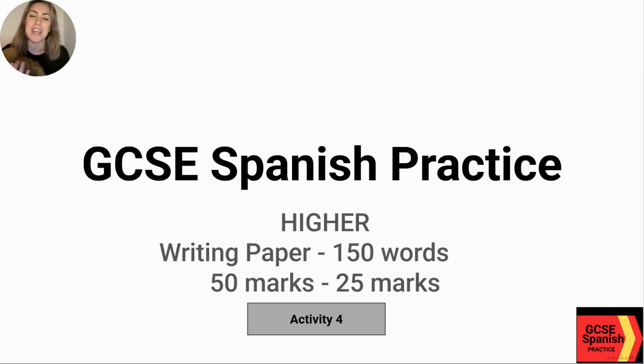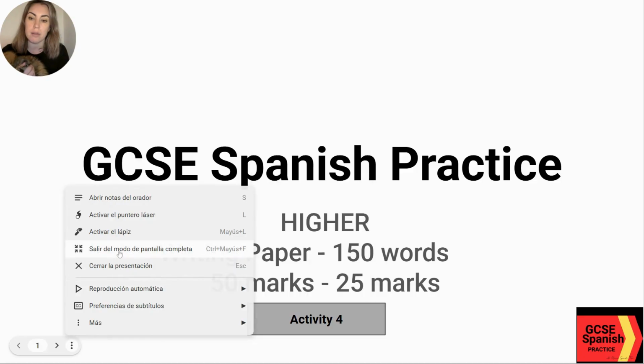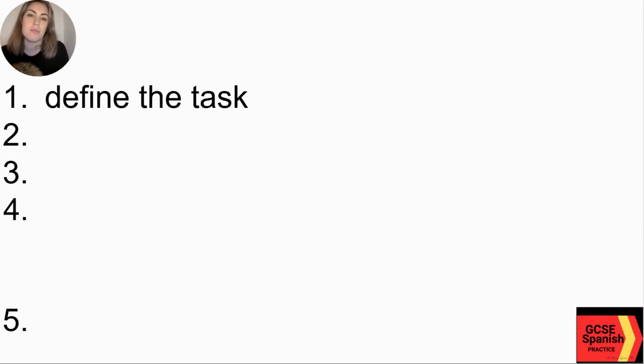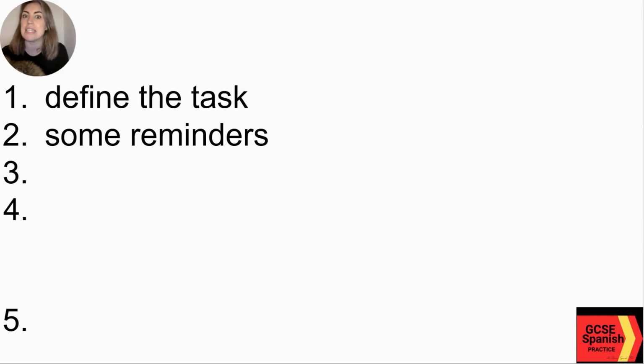Today we're going to look at the writing paper for the higher tier, in particular the 150 words, which is worth 25 marks of your writing exam. So let's get started. If you know what we're doing, please just move forward to the question. Otherwise, stay with me. What are we going to do? Define the task. What is this task about?